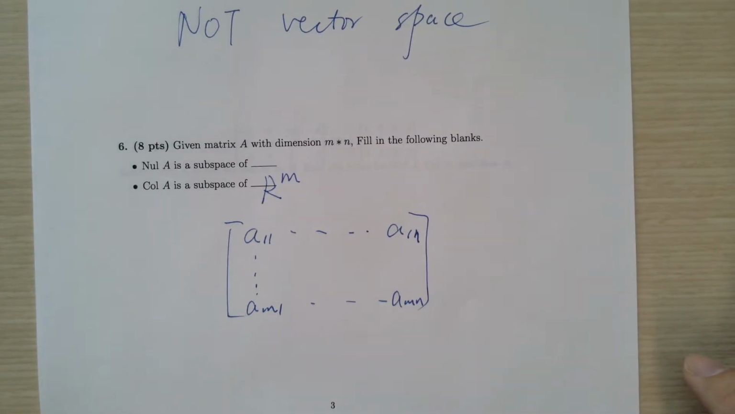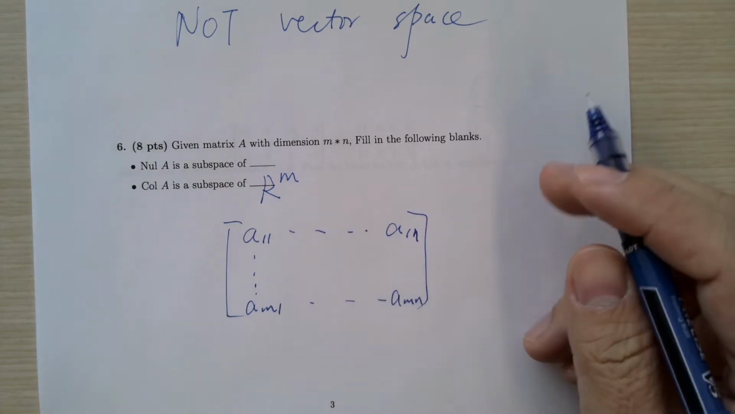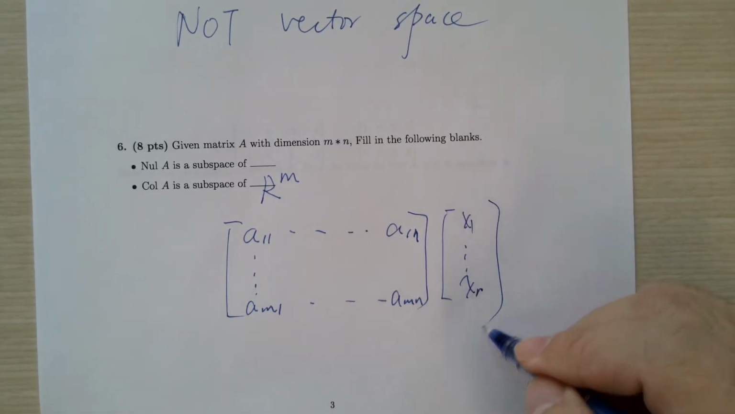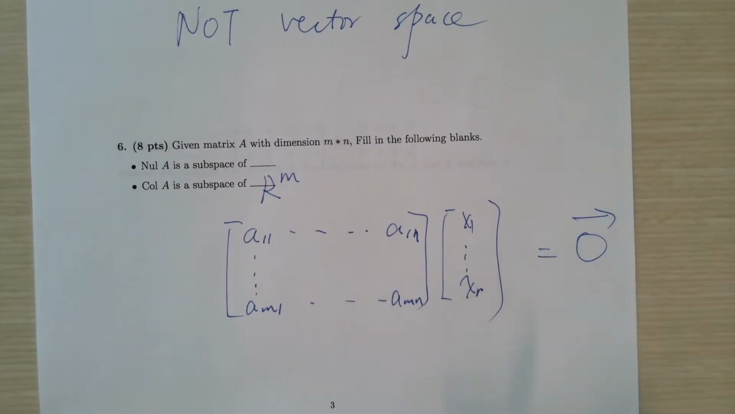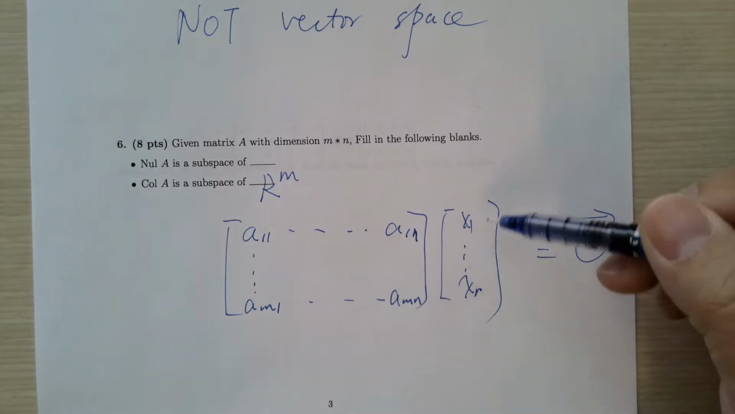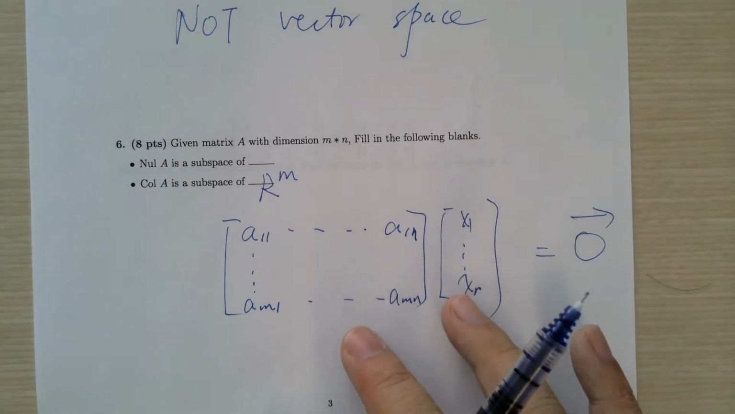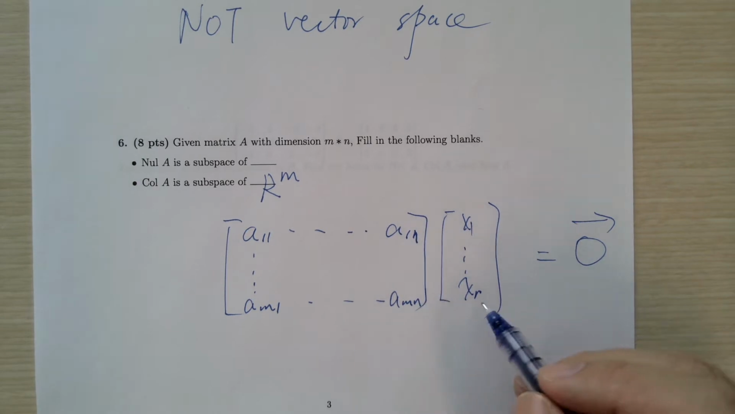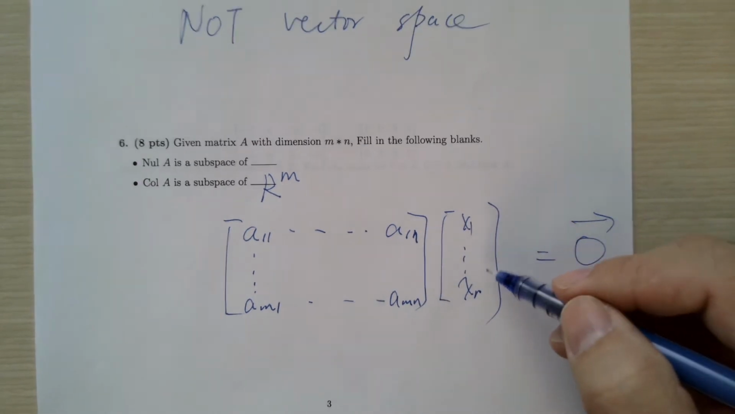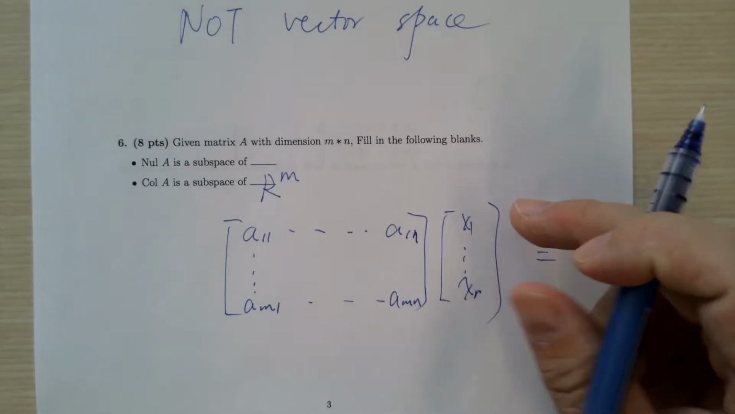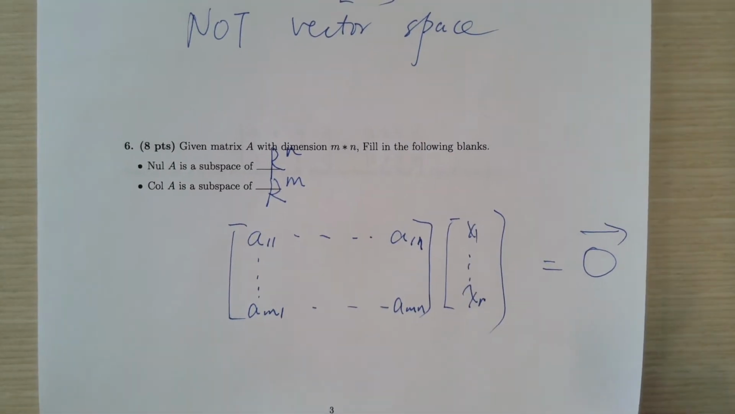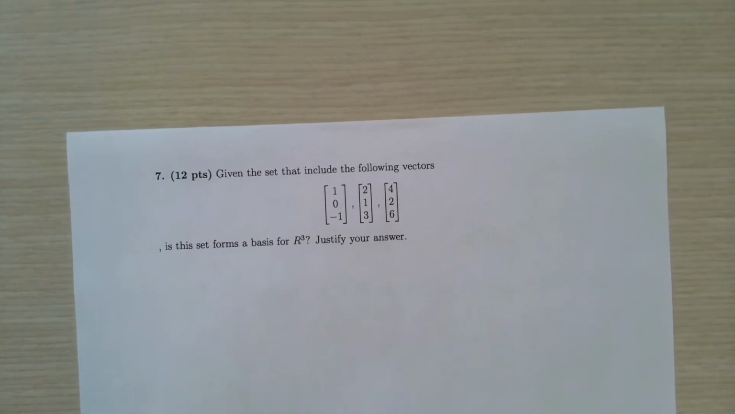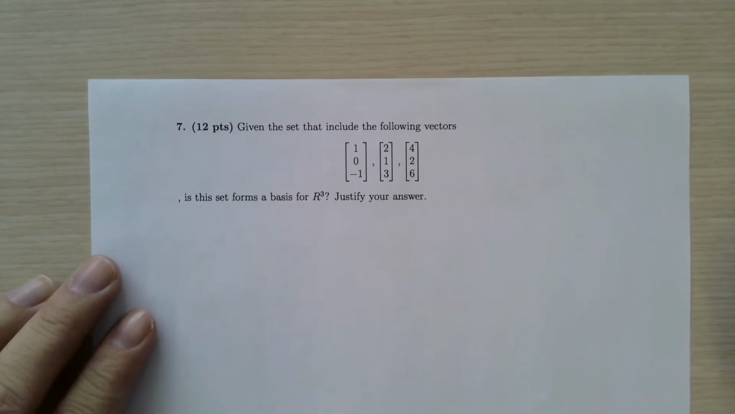And then the null space, you are looking for the collection of vectors, in other words, you're looking for the solution of this homogeneous equation. So clearly the null space is going to be a subspace of R^n, right? Okay, so this one's simple. Okay, cool. Keep going.